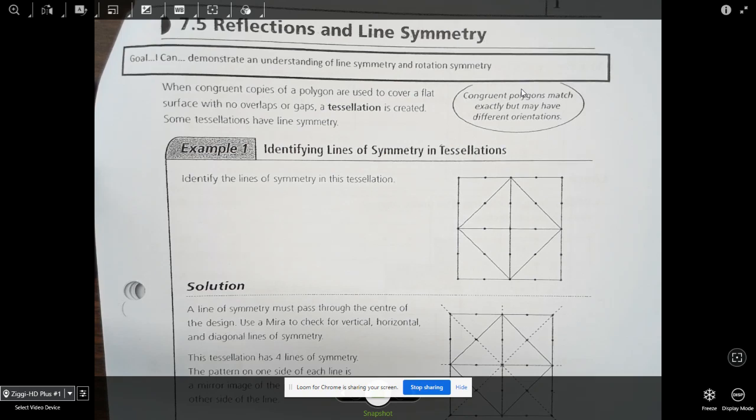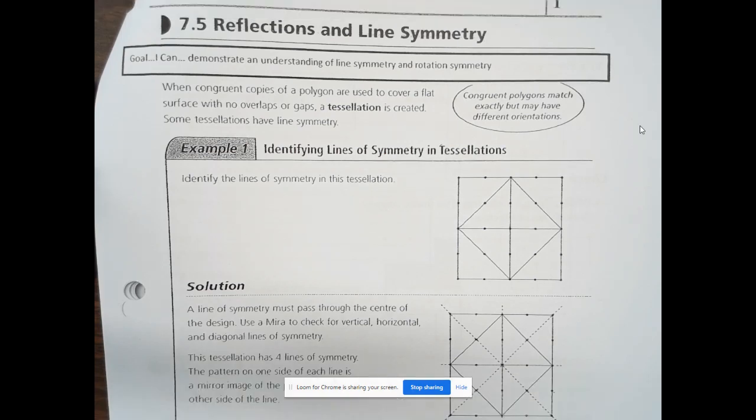Going to be going through the lesson for 7.5, Reflections and Lines of Symmetry. Our goal is to demonstrate an understanding of line symmetry and rotation symmetry. So this is going to go back a little bit, a few years ago really, to grade 6 when we were looking at rotations, reflections, and translations.